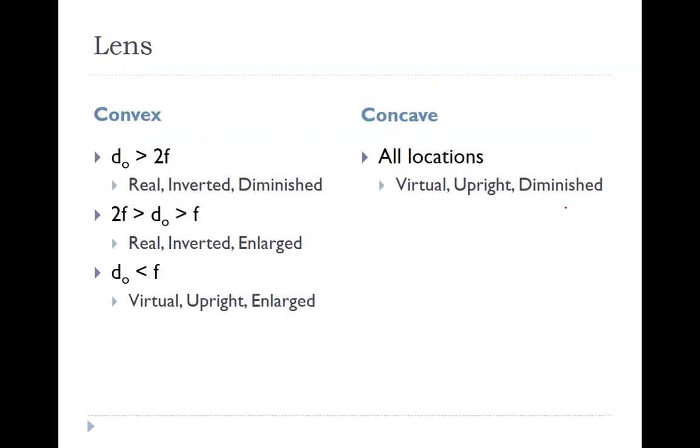So summarizing this, for a convex lens, I get 3 types of images. If I'm out past 2f with my object, then my image is real, inverted, and diminished. If the object is between 2f and f, then the image will be real, inverted, and enlarged. And finally, if the object is between the center of the lens and the focal point, then the image is virtual, upright, and enlarged. With concave lenses, I can only get one type of image out. It will always be virtual, upright, and diminished.